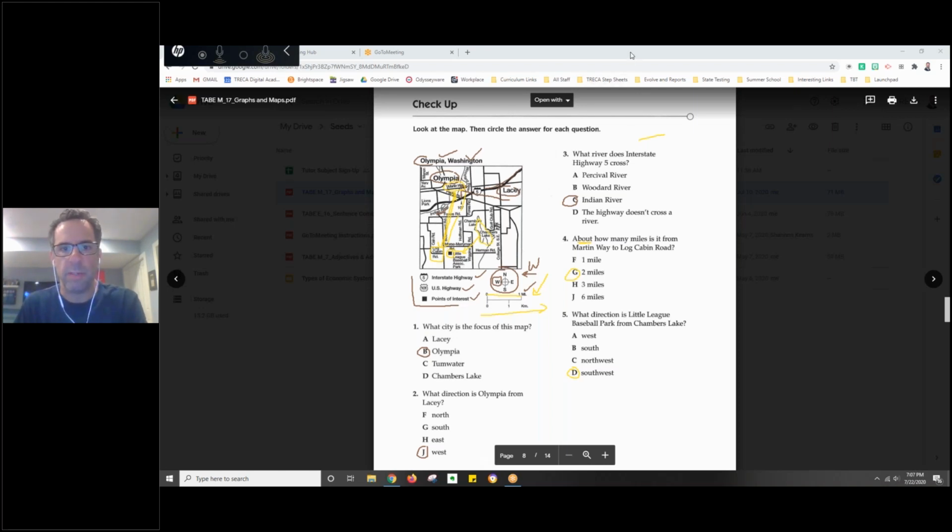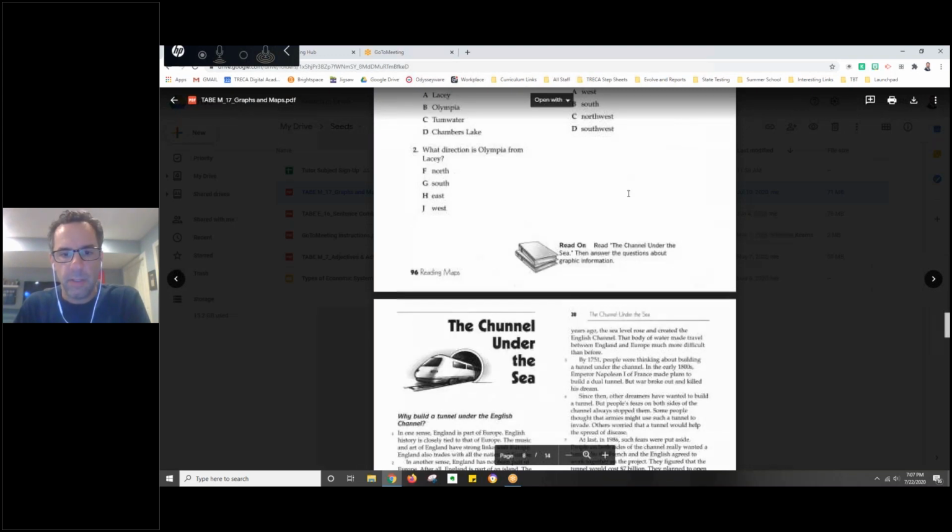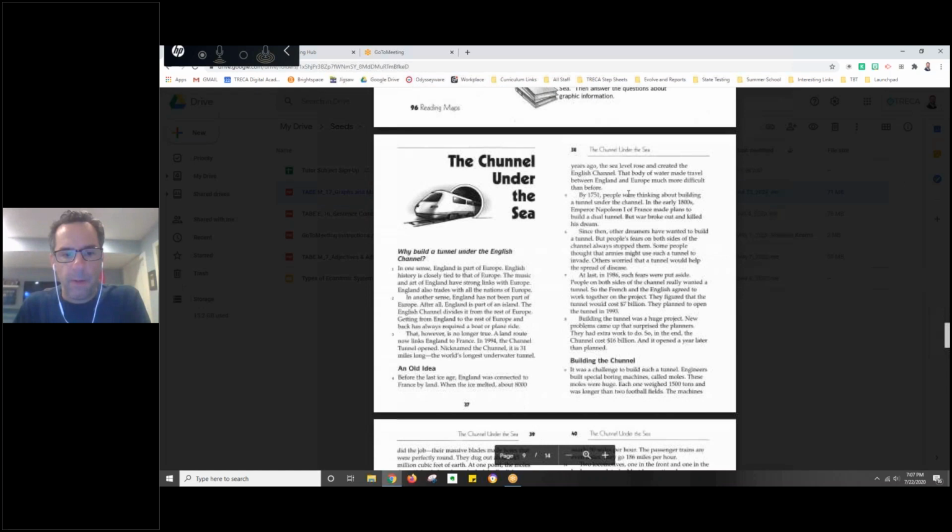Let me erase my drawings and then we can move on. So what we did was we did our checkup on this map of Olympia, Washington. Okay.